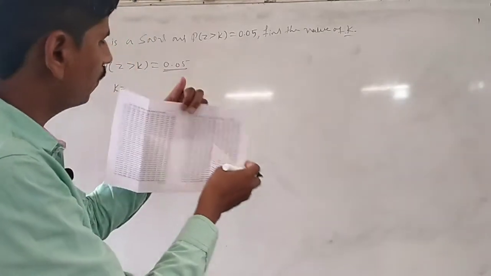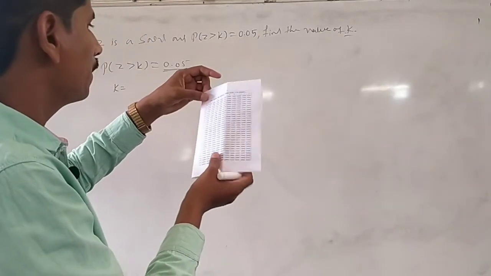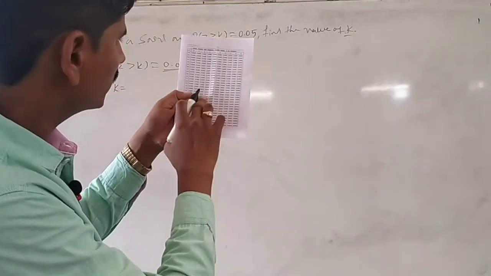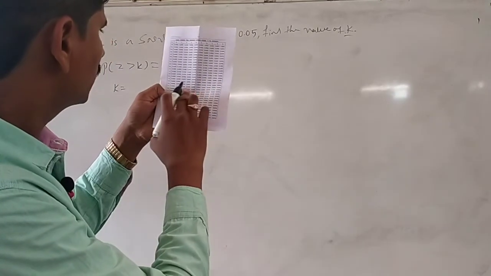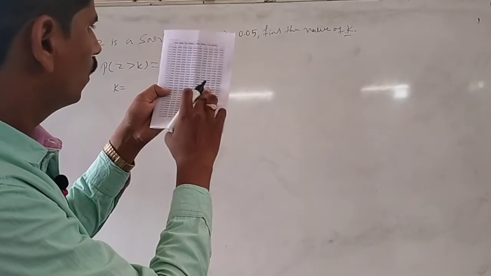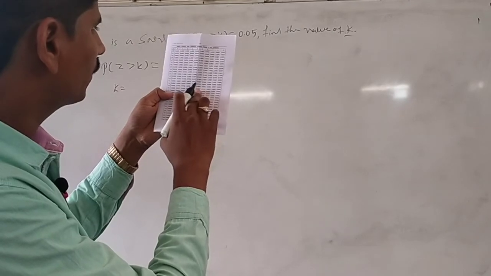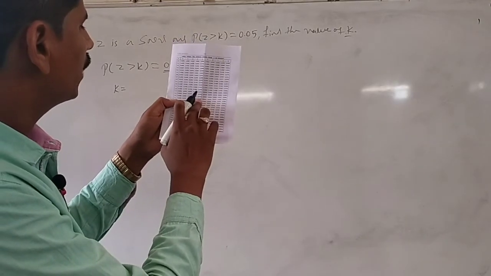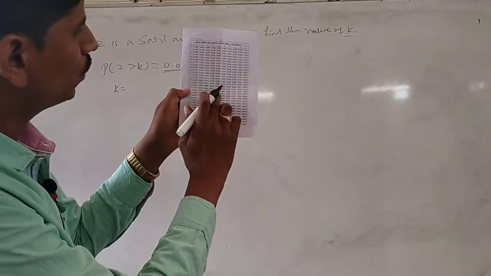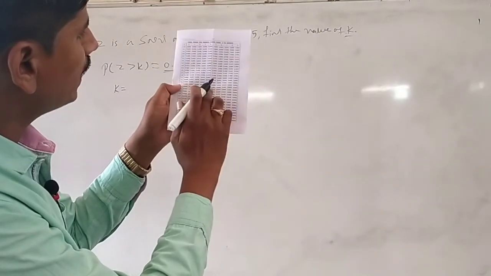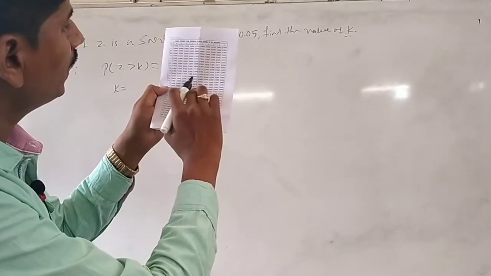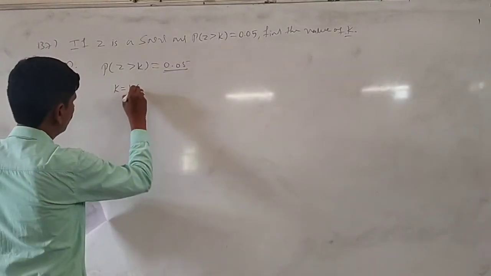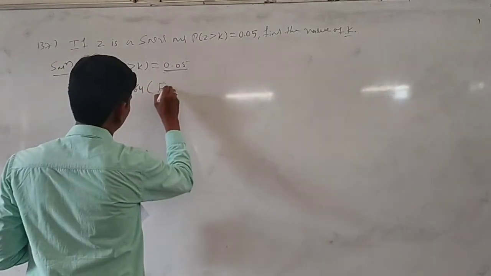Where does 0.05 belong? In the table you look at 0.0465, 0.0475, 0.0485, 0.0495, and next is 0.0505. Looking here, you have to choose the nearest, 0.0505, which belongs to 1.64. Here, the K value is 1.64 from table values.